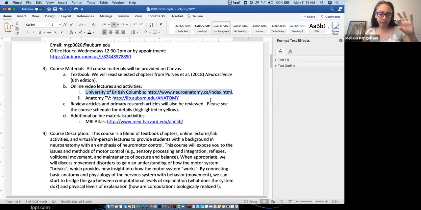The interactive modules that are on there provide you with a really good idea of what the real anatomy looks like. The Purves textbook, I think, is really good because it provides really clear drawings of what the anatomy is. But if you actually want to look at what it is in the flesh, it's nice to see what's there. So the University of British Columbia program is going to be the most material that we use outside of the textbook.